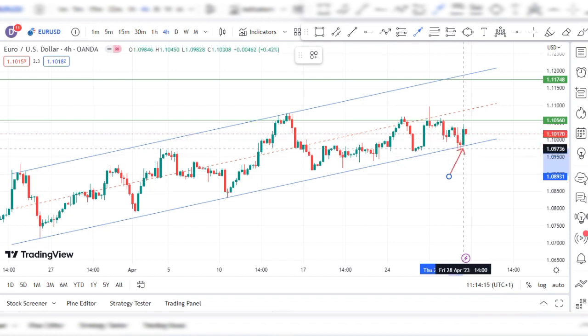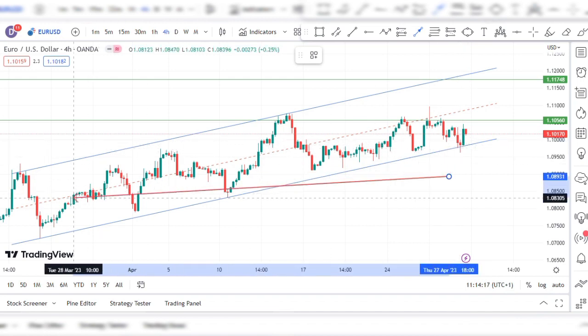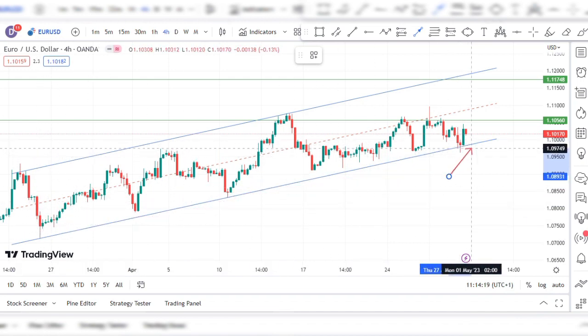And this happening on a significant level such as this, the lower level of the channel, could possibly indicate price moving to the upside. Okay, so that's what I'm looking at basically. All right, this key area here which price has formed.